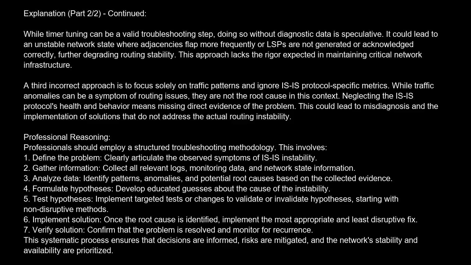This approach lacks the rigor expected in maintaining critical network infrastructure. A third incorrect approach is to focus solely on traffic patterns and ignore IS-IS protocol-specific metrics. While traffic anomalies can be a symptom of routing issues, they are not the root cause in this context. Neglecting the IS-IS protocol's health and behavior means missing direct evidence of the problem. This could lead to misdiagnosis and the implementation of solutions that do not address the actual routing instability.